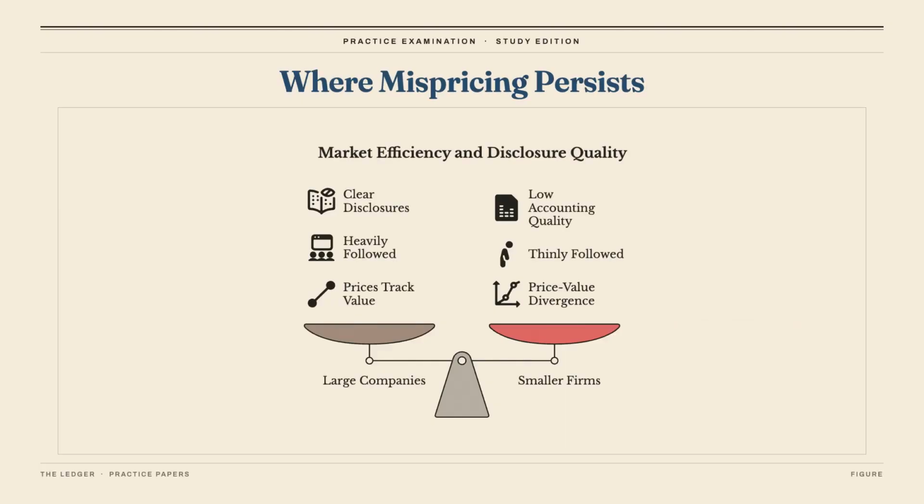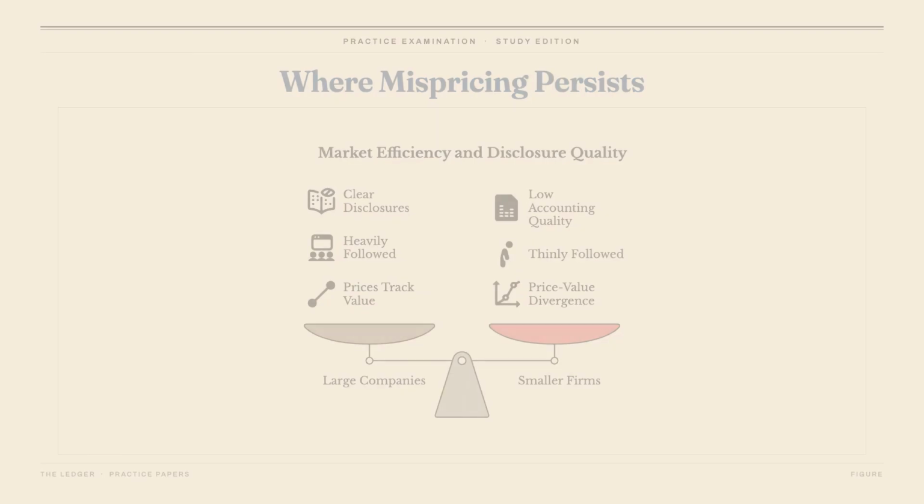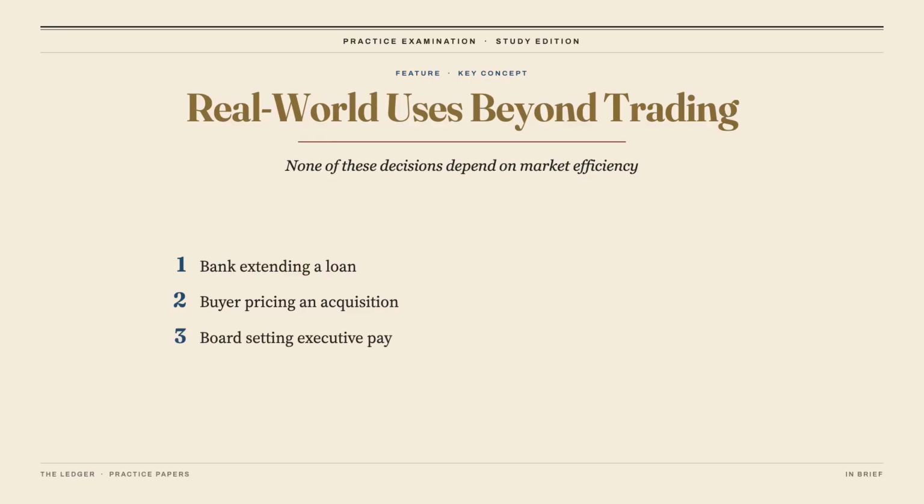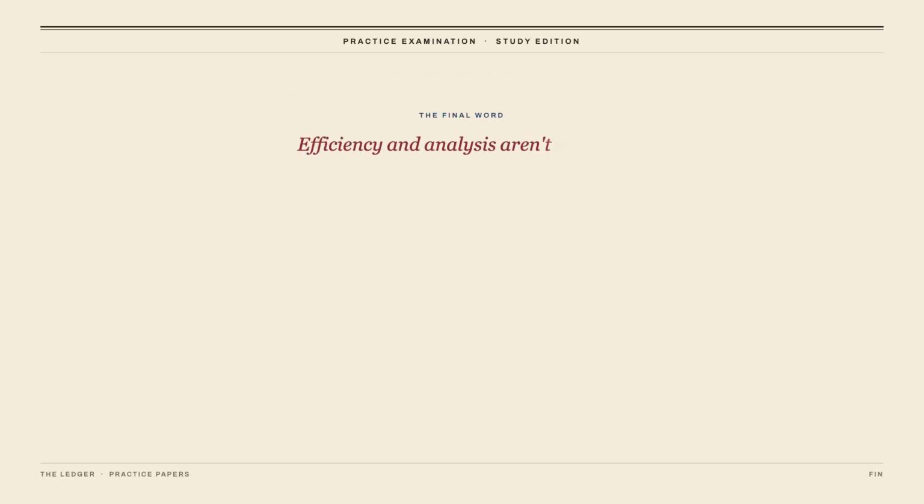Efficiency is strongest where disclosures are clear and coverage is heavy. But in the corners of the market, smaller firms, opaque reporting, low accounting quality, that gap between price and value is exactly where careful analysis pays off. A bank deciding on a loan, a buyer pricing an acquisition, a board setting pay, a manager benchmarking rivals. None of these care whether public equity markets are efficient. They all still need the same independent judgment of performance, risk, and value.